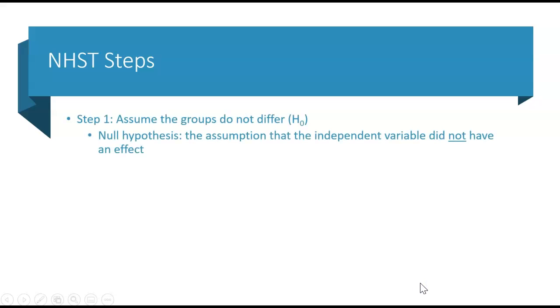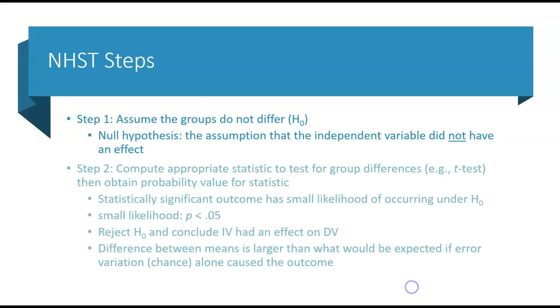The steps involved in NHST, first, as I've already said, you assume that there are no differences between the groups. The null makes the assumption, therefore, that the independent variable or the grouping variable didn't have an impact on the dependent variable, the measure of behavior that you're interested in.